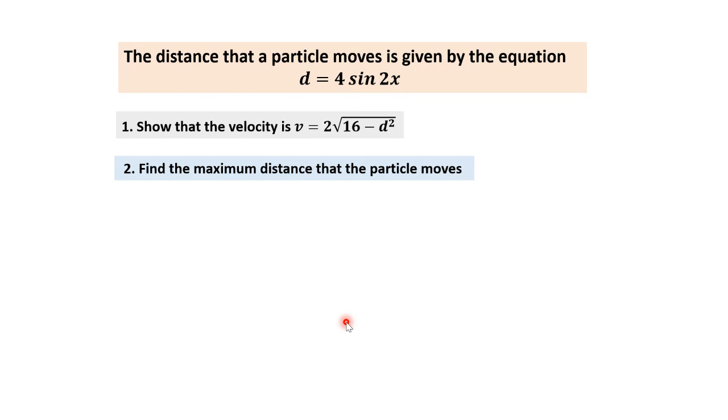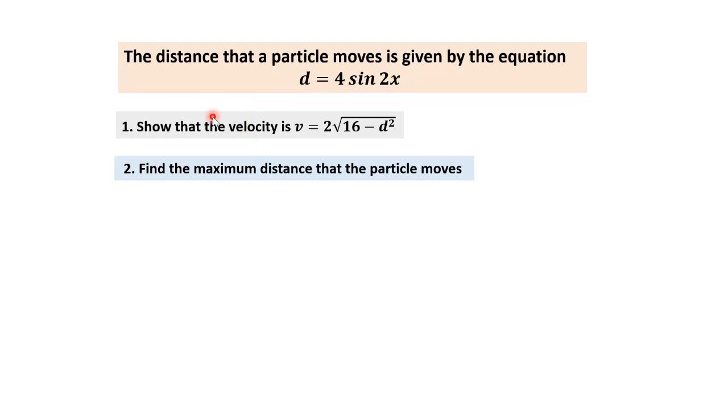Okay, if I look at this question, it says it's quite a tricky one. It says the distance that a particle moves is given by the equation d equals 4 sine 2x. Okay, looks nice and easy. And the problem is, let's go to question 1, and it says, show that the velocity is v equals root 16 minus d squared. So you're thinking, this is distance. I want the velocity, nice and easy.